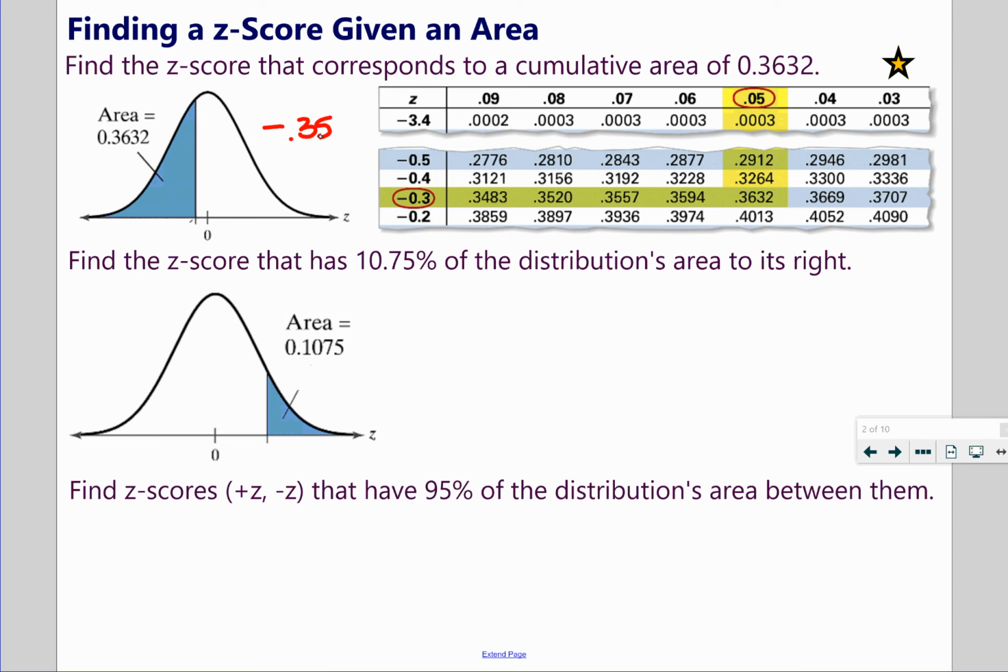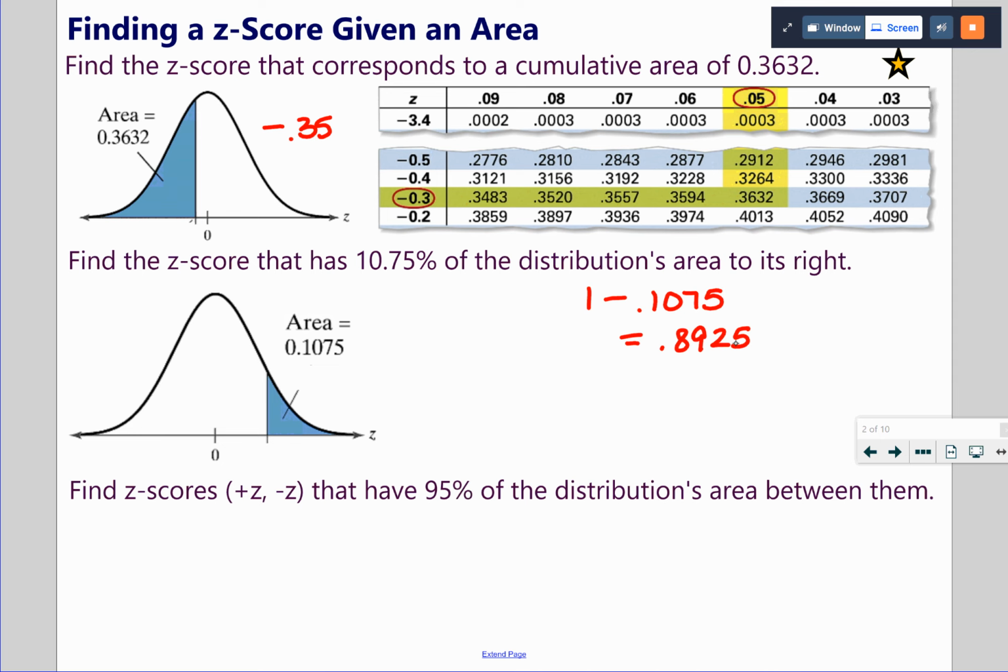If it gives you something to the right, either area to the right, or in this case a percent of the distribution to the right, you have to adjust that number first before you can look it up on your chart. We need to find area to the left. So if 10.75% is to the right, I need to figure out what's to the left. We're just going to do 1 minus that. Written as a decimal, it's 0.1075, and then we subtract. So is that 0.8925? Is that right? Okay, and that's the number that we're going to find.